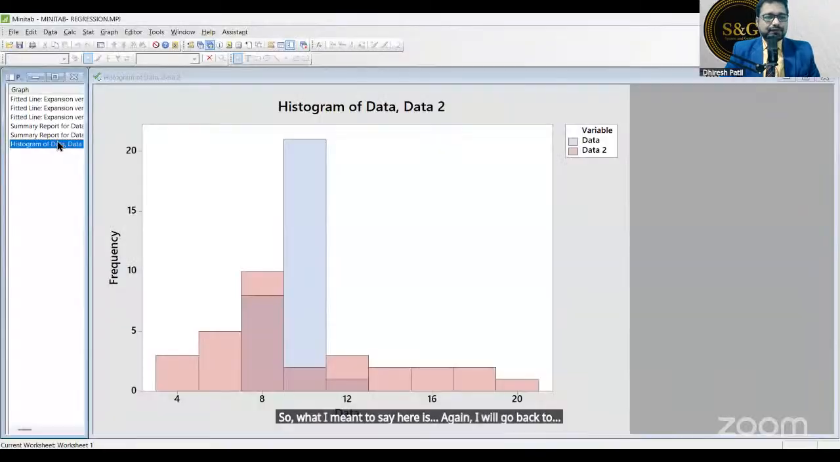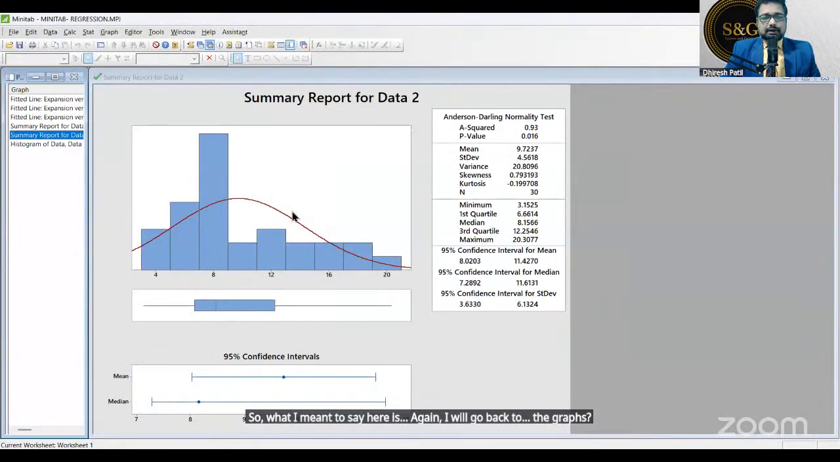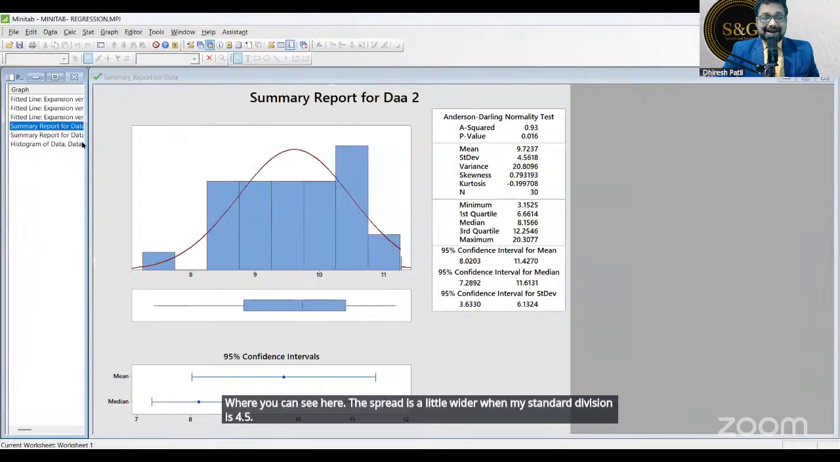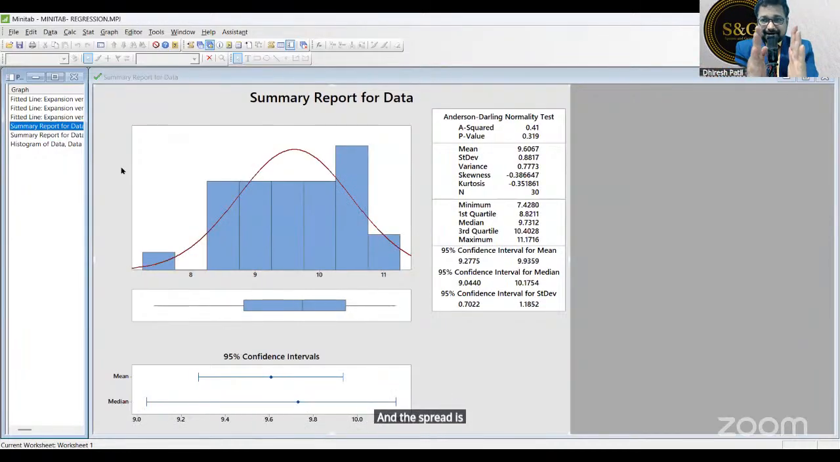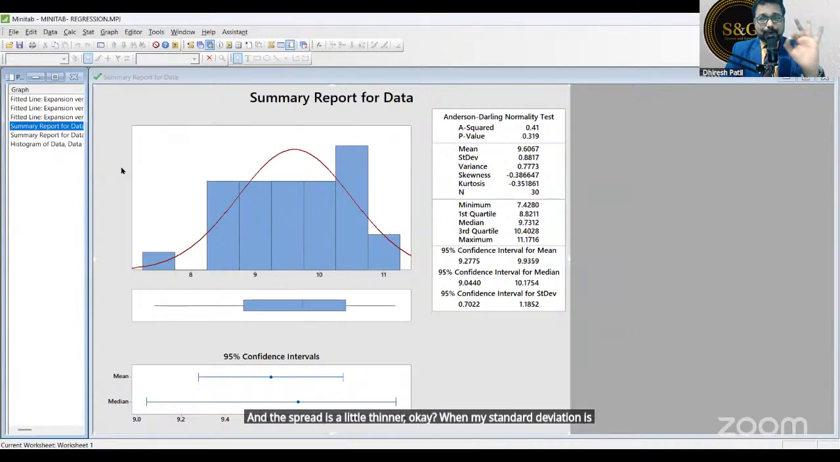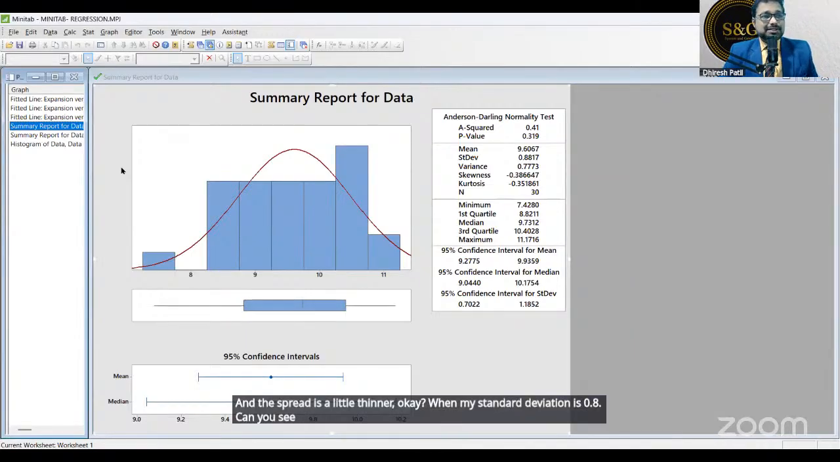So I'll just share my screen once again. So what I mean to say here is, again I will go back to the graphs where you can see here the spread is a little wider when my standard deviation is 4.5 and the spread is a little thinner, okay, when my standard deviation is 0.8. Can you see the difference? Just type yes in the chat box.